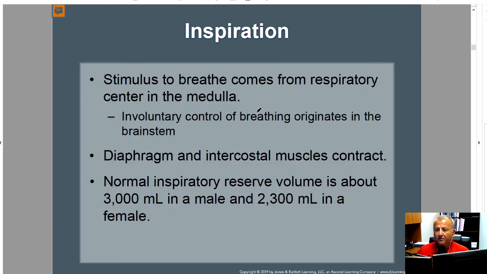We talked about the stimulus to breathe coming from the respiratory center of the brain, specifically the medulla. We talked about how important the diaphragm is and how important the intercostal muscles are. The normal inspiratory reserve volume is about 3,000, something like that.